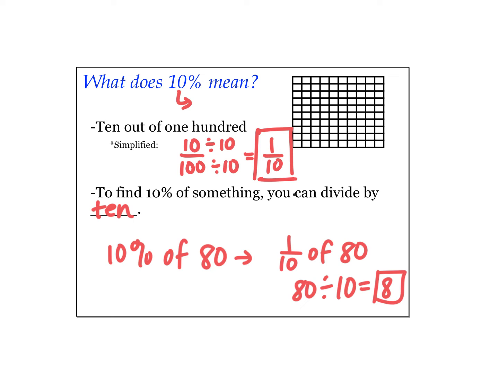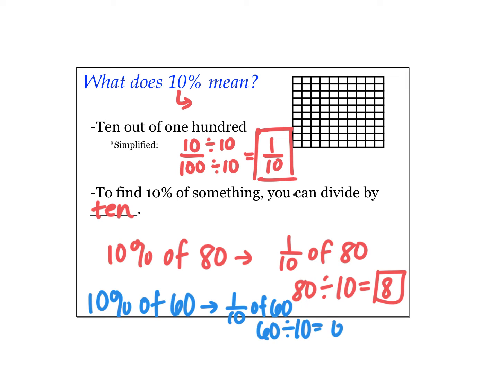If I asked you to find 10% of 60, again, you could find 1/10 of 60. You could do 1/10 of 60, or you can take 60, divide it into 10 parts, and you get 6. So a quick, easy way to find 10% of something is to divide it by 10.